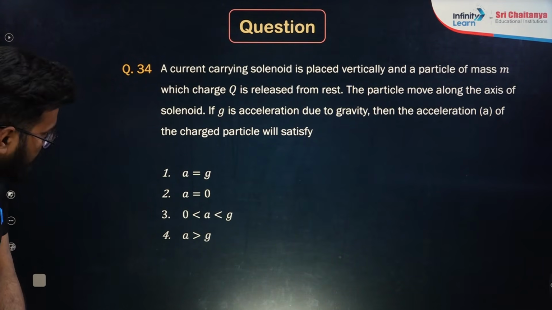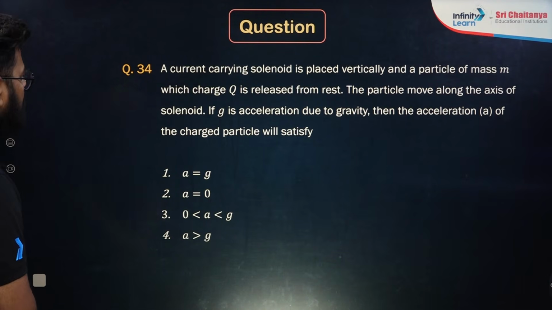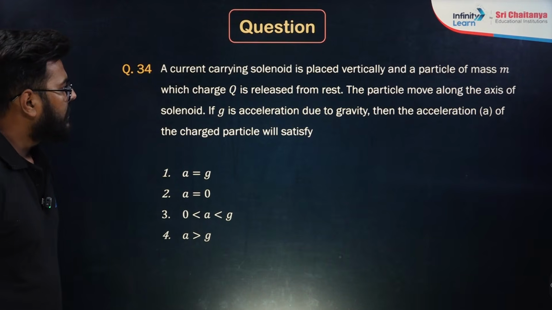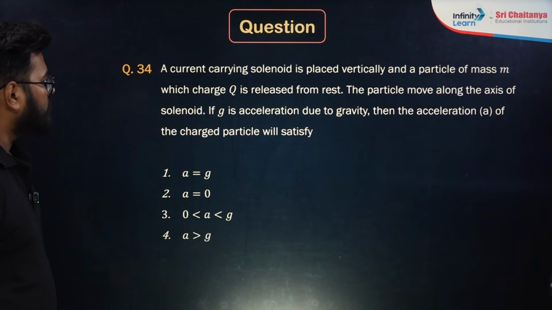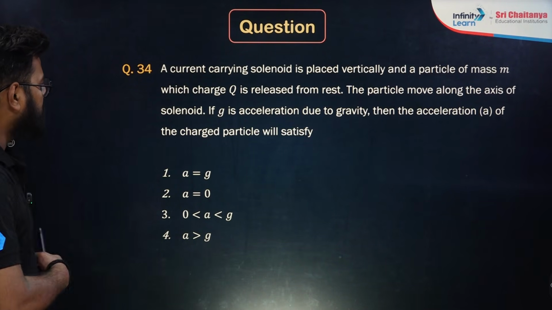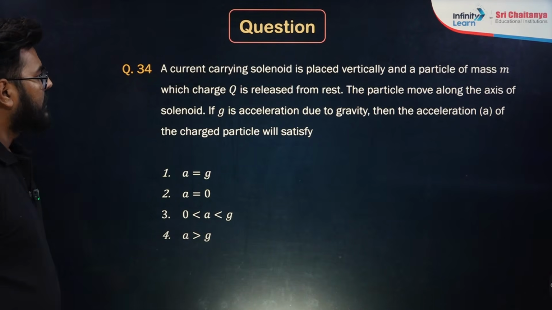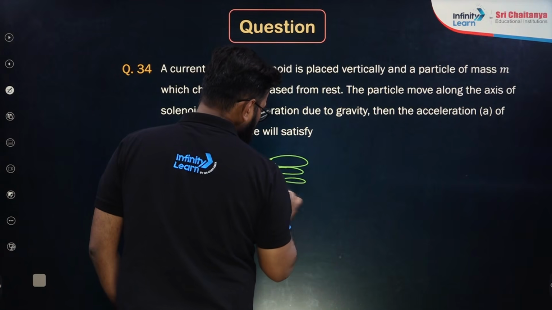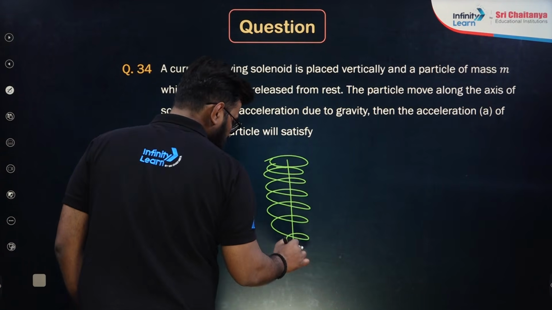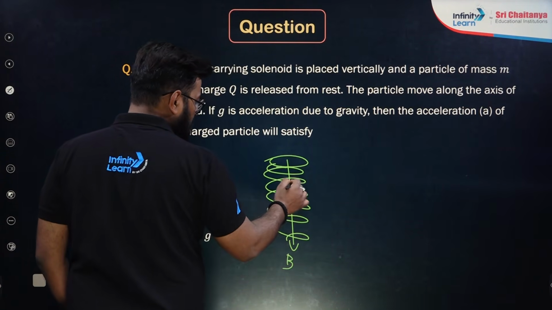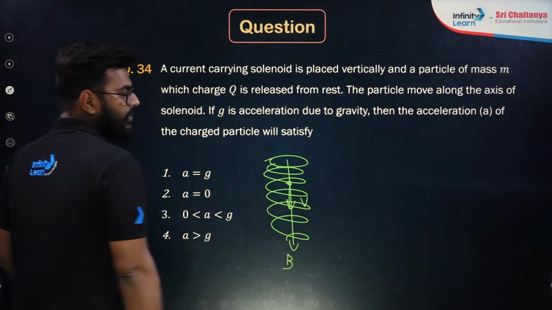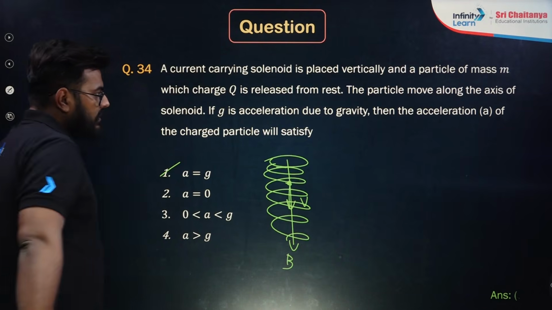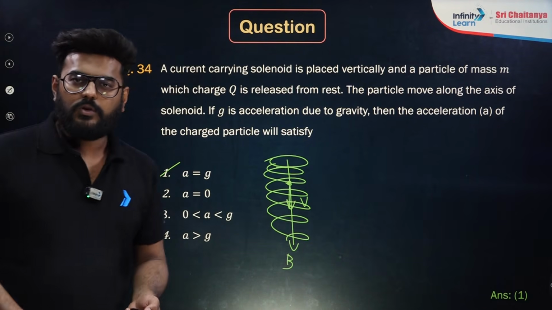Next, a current carrying solenoid is placed vertically and a particle of mass small m which carries charge q is released from rest. The particle moves along the axis of the solenoid. If g is acceleration due to gravity, then acceleration of the charged particle will satisfy. Now, in the current carrying solenoid, there is a magnetic field in the center. If your velocity is along that, there will be no magnetic force. So the only force which is acting is gravity, so the acceleration is going to be equal to g only.